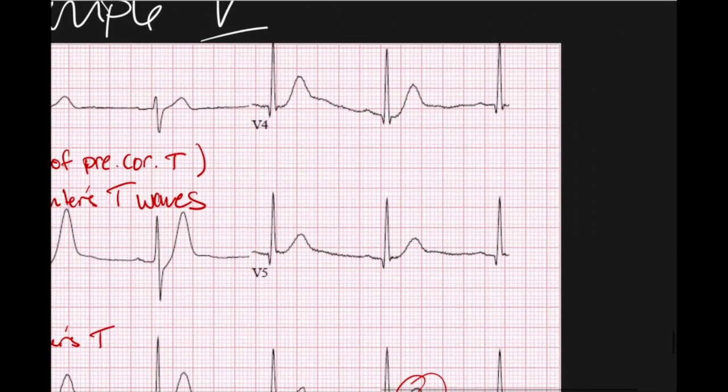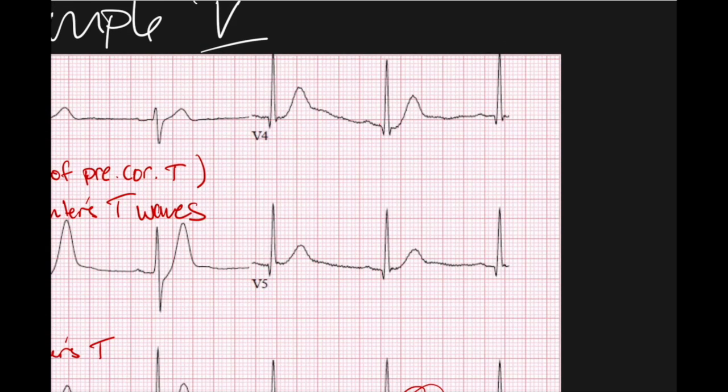Moving over to V4. Now V4 in and of itself having Q waves isn't anything in particular, except for if it meets that other pathologic criteria of greater than 2 millimeters, greater than 40 milliseconds, greater than 25% the height of the QRS complex, and it seems to be right about 3 millimeters, so I would be pretty comfortable saying that this also has some pathologic Q waves. We have a QRS complex.